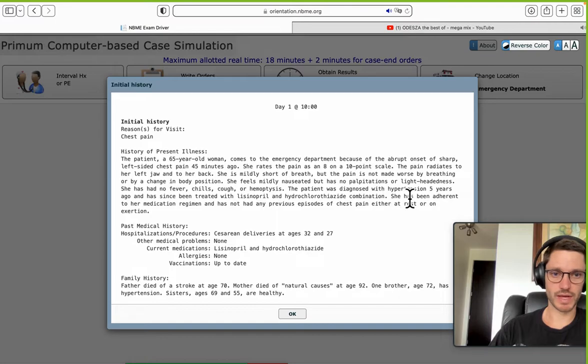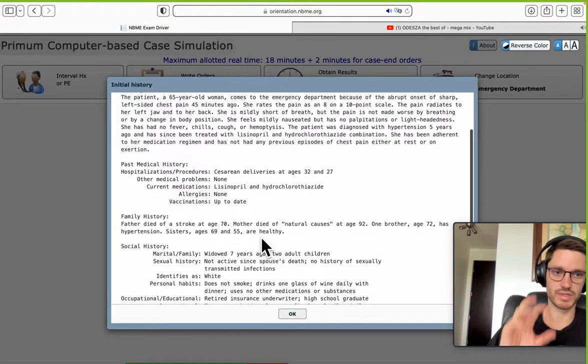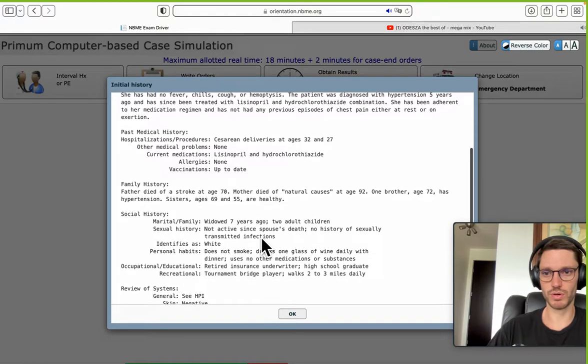Okay, the patient was diagnosed with hypertension 5 years ago and has since been treated with lisinopril and hydrochlorothiazide. She has been adherent to her medication and has not had any previous episodes of chest pain, either at rest or on exertion. Okay, this is very important because she hasn't had any pain, but suddenly she starts with pain. This doesn't seem like stable angina. This is unstable angina, or a STEMI or NSTEMI if we are going down the path of the heart. We'll see what else happens, which is the most important thing we have to exclude.